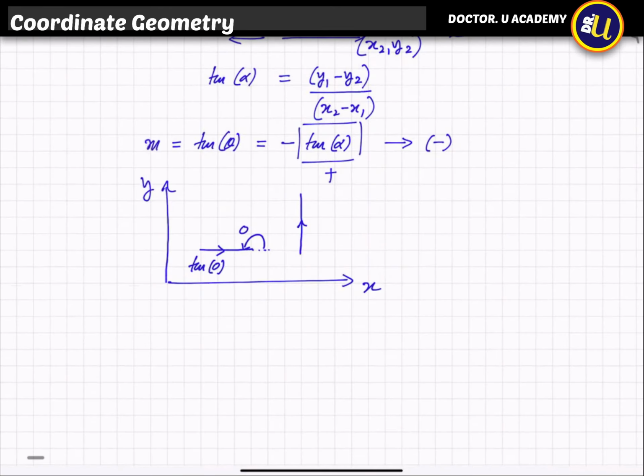So now with this vertical line, this angle would be 90. So the gradient would be tan 90. You know tan 90 is infinity. So if you have a vertical line, the gradient is infinite.